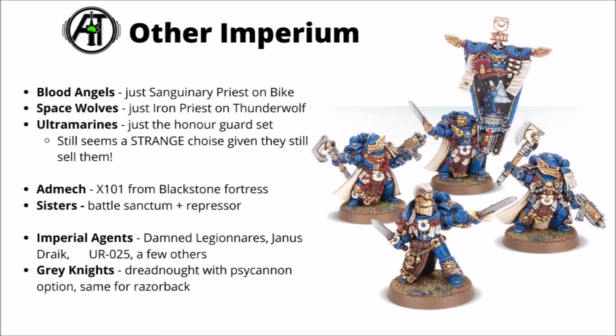Those two are by far the biggest sections for the Imperium on their own. There are a few scattered bits for the other factions. Blood Angels have a Sanguinary Priest on bike, Space Wolves have an Iron Priest on a Thunderwolf, Ultramarines just have this on a Guard set, perhaps one of the strangest things to have included in Legends here, as they still sell them fully on their Games Workshop web store.